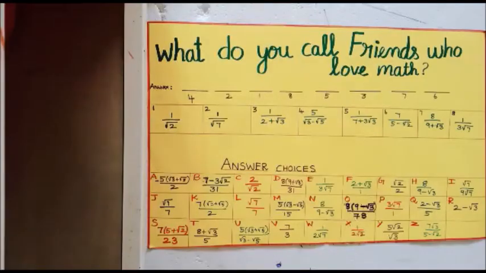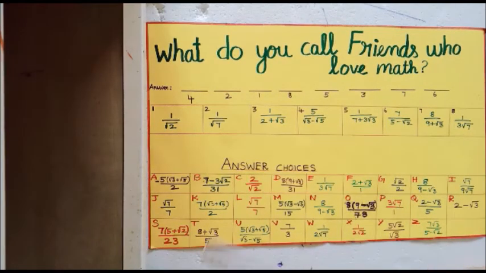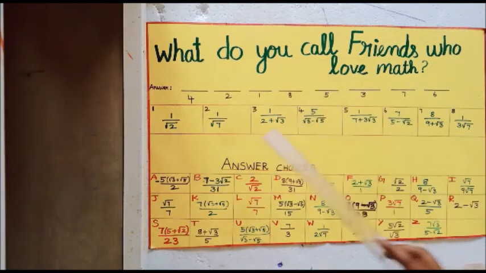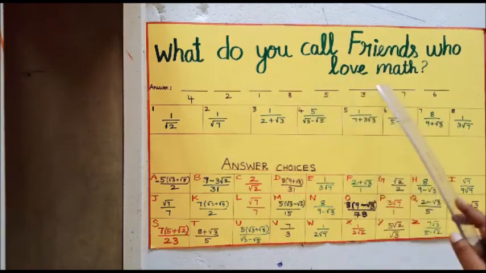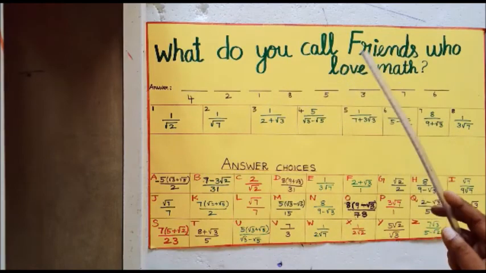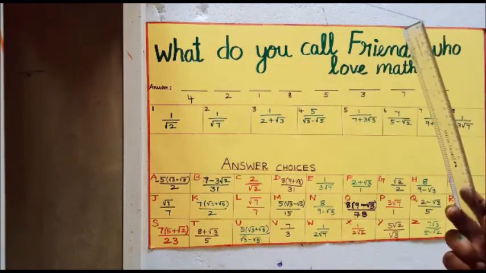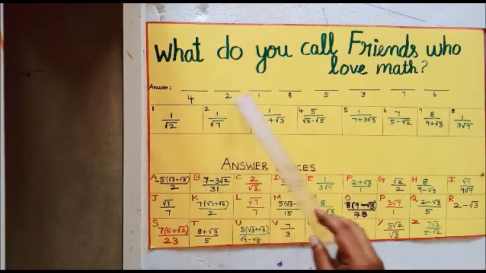Okay, children, we have seen in our class today about rationalizing the denominator, isn't it? Here is a fun activity based on rationalizing the denominator. First I will explain how we are going to complete it. The question is: what do you call friends who love math? If your friends love mathematics very much, what name can you call them using maths? That's the question here.